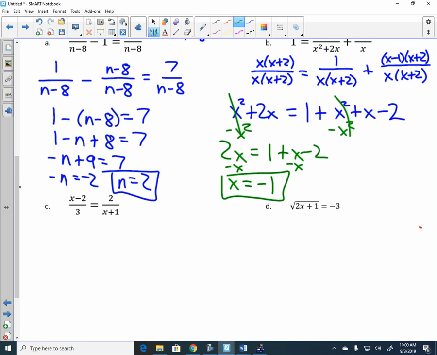Are there any questions on solving those rational equations? I'll be honest, that's where your brain starts to go to mush on the test. You start to see fractions. You're like, I don't know what I'm doing. So make sure you practice this in your assignment today.